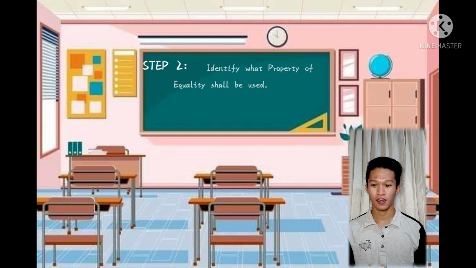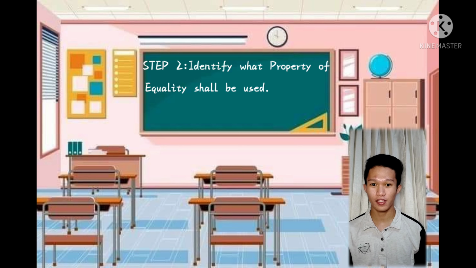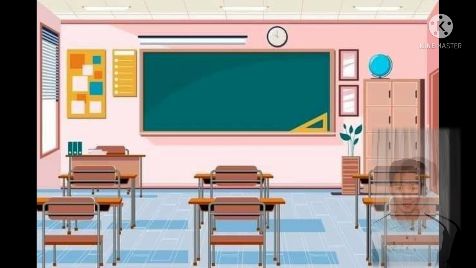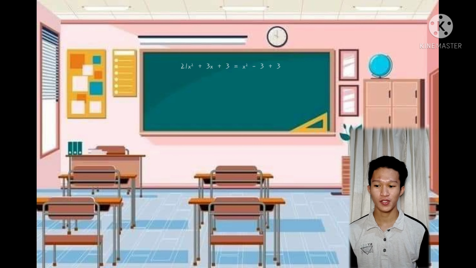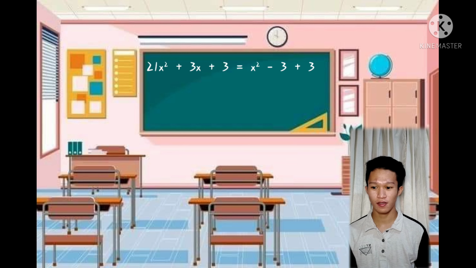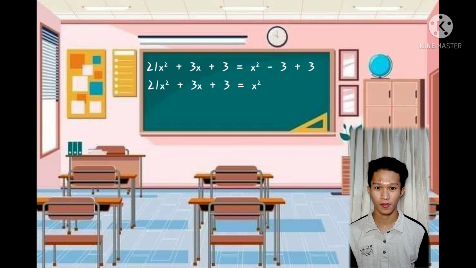Step 2 is to identify the property of equality that we should use in this given problem, and that is the addition property of equality. So first, we have to add 3 to both sides to eliminate negative 3. So 21x squared plus 3x plus 3 is equal to x squared minus 3 plus 3. Then it will give us 21x squared plus 3x plus 3 equals x squared.